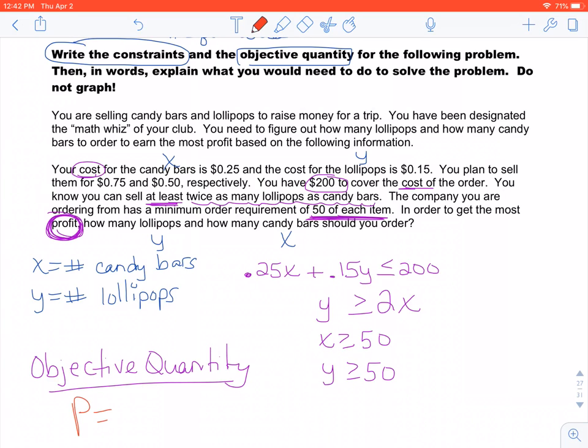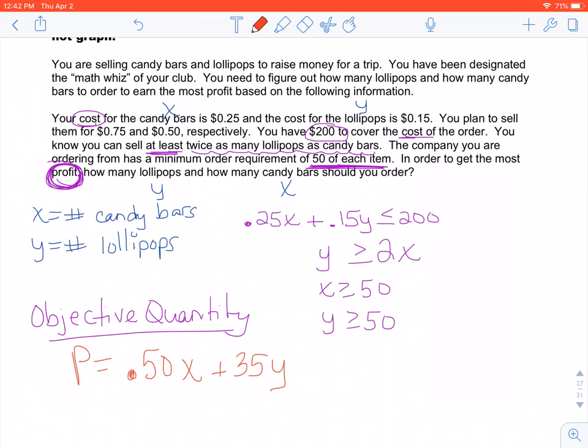Anything left over is profit. So we're planning on selling our candy bars for 75 cents. It cost us 25 cents. That means the profit on them is 50 cents. So profit is the amount that you will make after you take away the cost. We plan on selling the lollipops for 50 cents. We're paying 15 cents, so that means the profit is 35 cents. So this profit equation is called our objective quantity. It will enable us to determine how many of each we can sell so that we can earn the most amount of money.